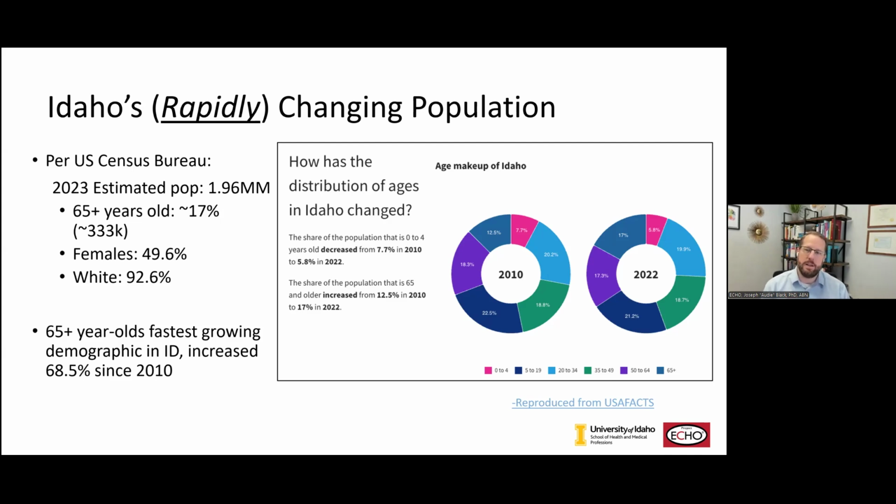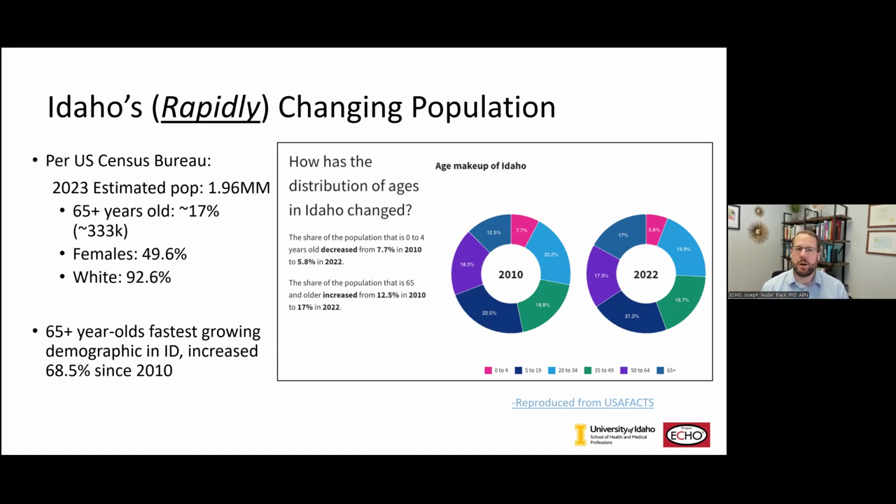If you look at the infographic on the right that comes from USA Facts, what's interesting is in 2010, if you see, and I know it's maybe a little bit hard to read on the screen, that dark blue segment around the 10 o'clock position, we had about 12.5% of our population in 2010 that was 65 and older. But notice that by 2022, that had actually grown to 17% of the population.